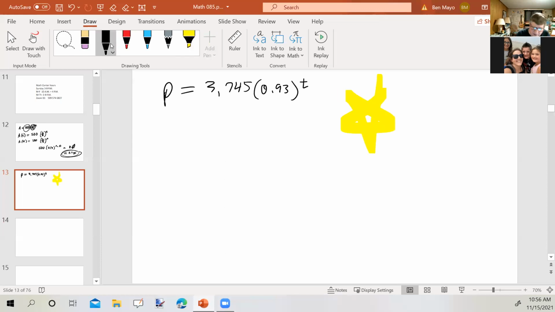Yes. And if you're sitting there going, where did she get that? Well, every time T increases, we have 93% of what we did have. So we're losing 7%. Excellent.